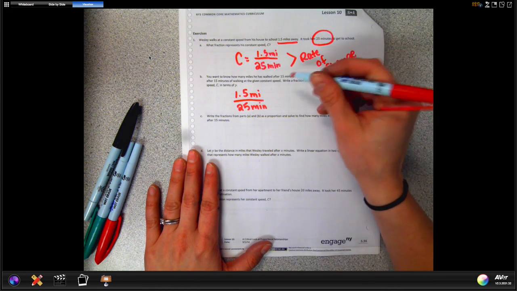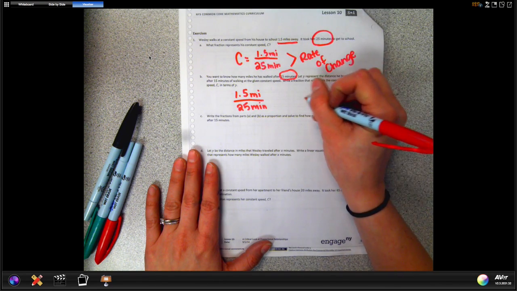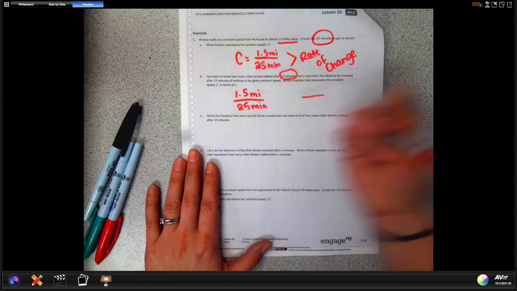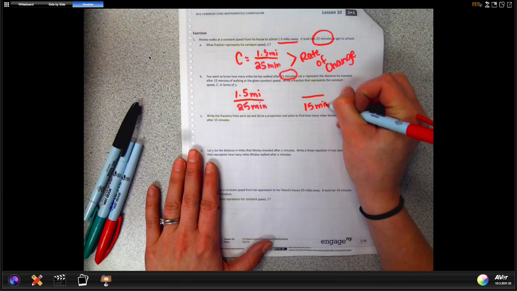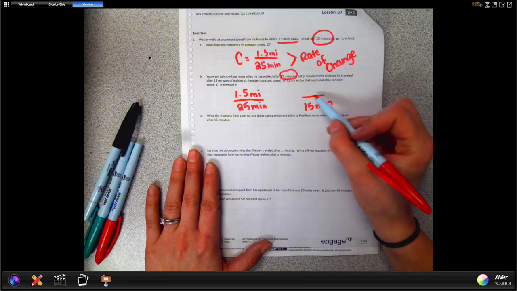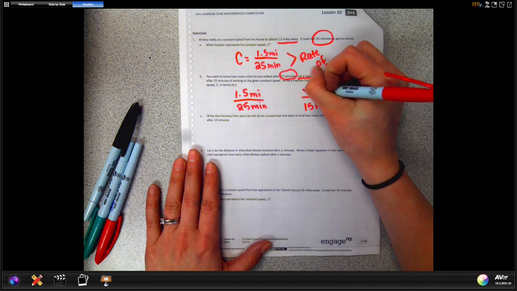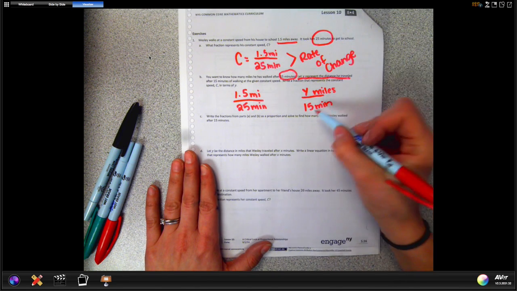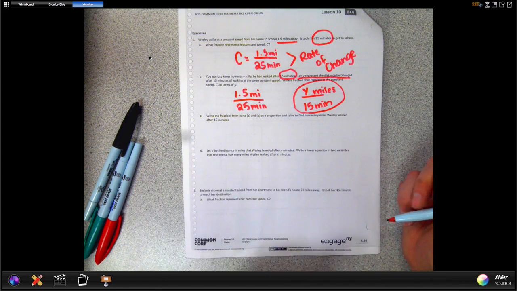Now it says, how many miles has he walked after 15 minutes? So we're going to set up a new fraction. And where should 15 minutes go in our new fraction? If you look, before we put minutes at the bottom of our first fraction, so we're going to put minutes at the bottom of this one. 15 minutes goes here. And then the top of the fraction, it tells you let y represent the distance he traveled. So we're going to make this y miles. Okay? So this is written in terms of y. So this is our answer for part B.